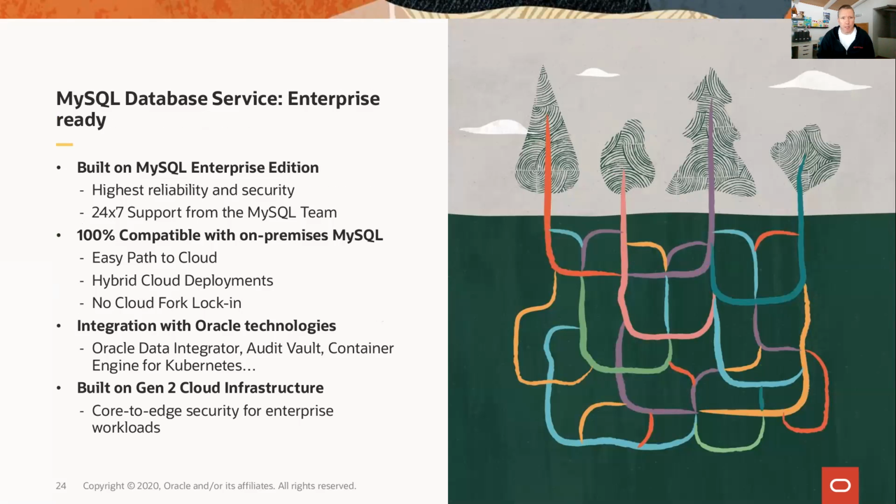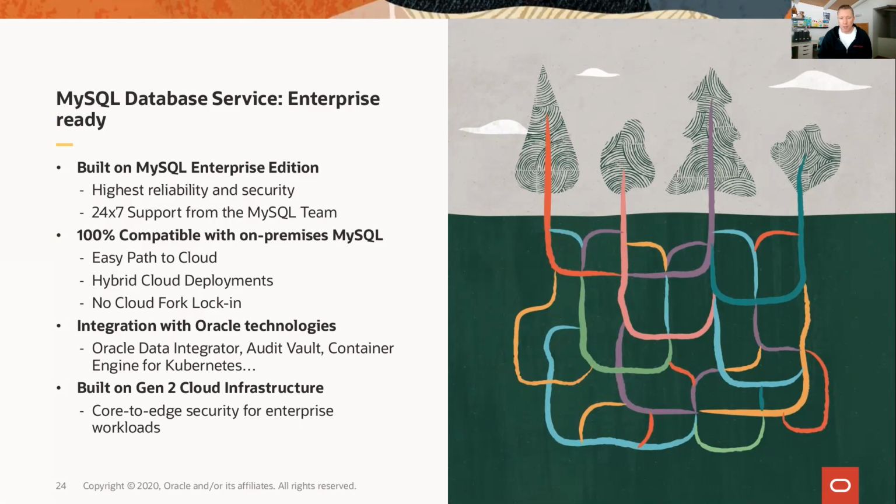It's enterprise ready, as we said. Highest reliability and security, 24/7, 365 from MySQL. The compatibility there is 100%, so you can replicate, take your data from one to the other, and don't worry about it. It's just another MySQL. There is no lock-in, okay? No cloud fork lock-in. This is MySQL. So if you want to, after testing it, maybe start your application in the cloud using a MySQL database service, but then take it on premise, there's no problem. You can do that however you want.